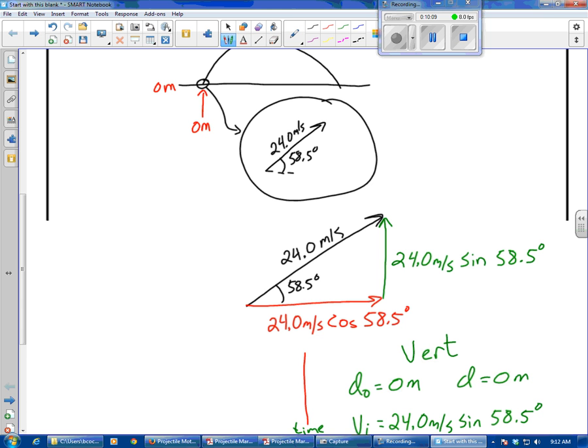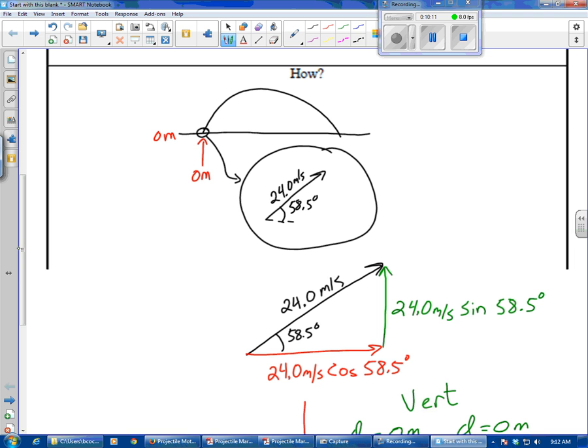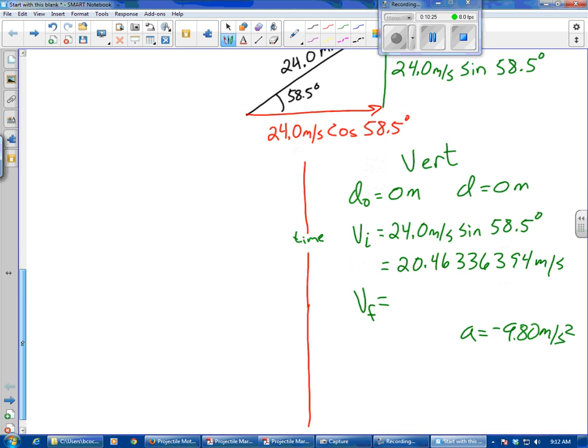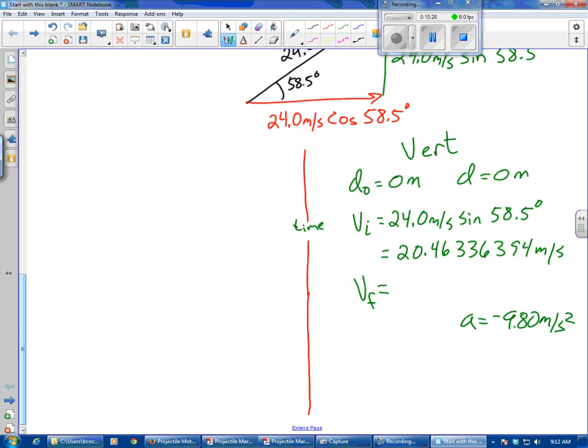But let's see. It goes up. What does it do at the very top vertically? Stops and then comes back down. Which takes more time, going up or coming down? Same exact amount of time, right? So if it went up from 20 point blah, blah, blah, to 0, and then it starts at 0 and comes back down for the same amount of time, what speed is it going to get up to? Yeah, 20 point, but negative, right? Because it'll be downwards. So that could be helpful.